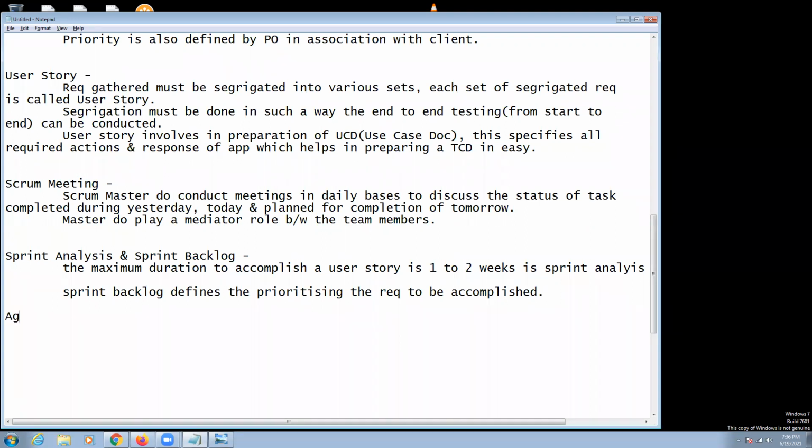Can I say agile is following the pair testing approach? Yes, sir.